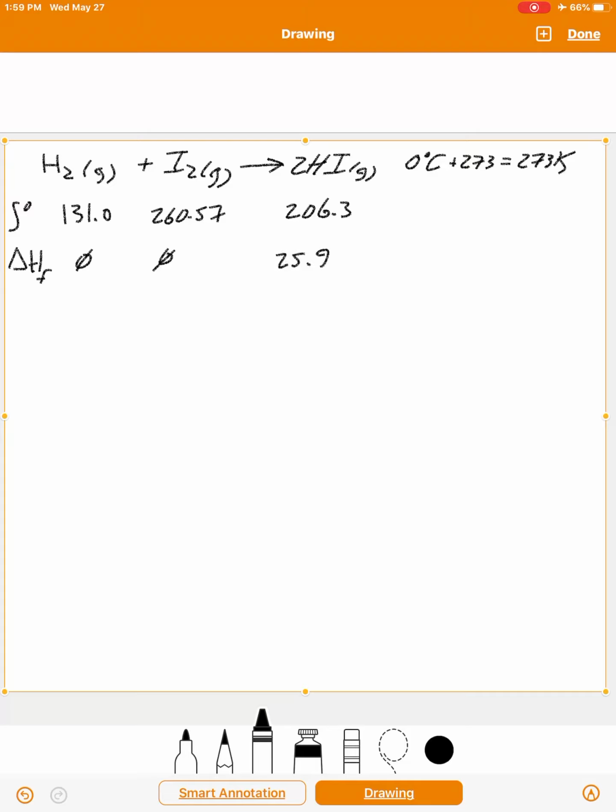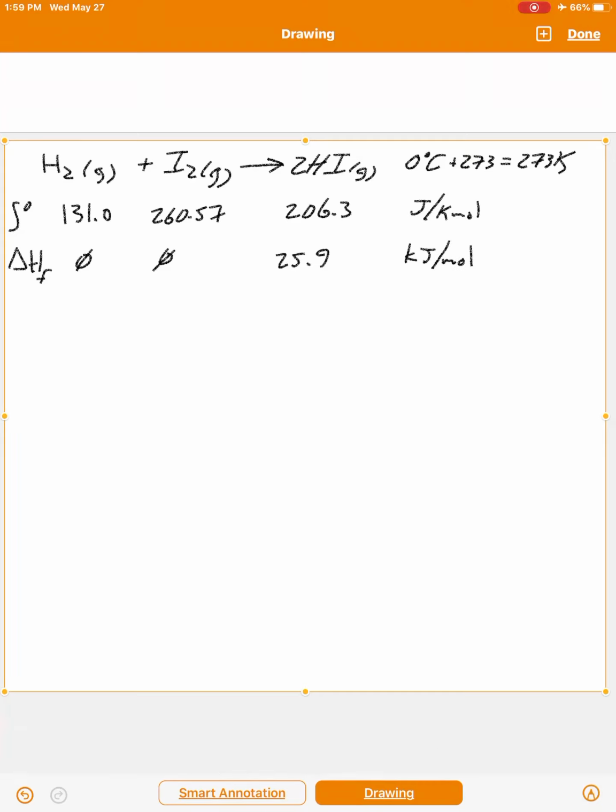Now, we have to be careful. Entropy values, standard entropy values, are in joules per kelvin mole. Standard heat of formation data are in kilojoules per mole, not joules, but kilojoules. So that plays a role in our calculation.